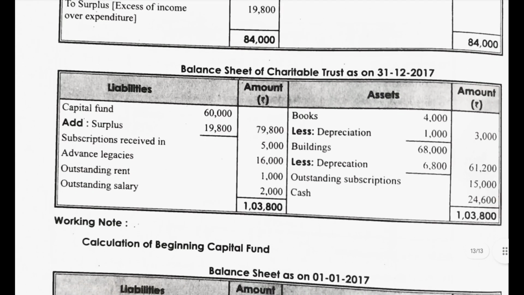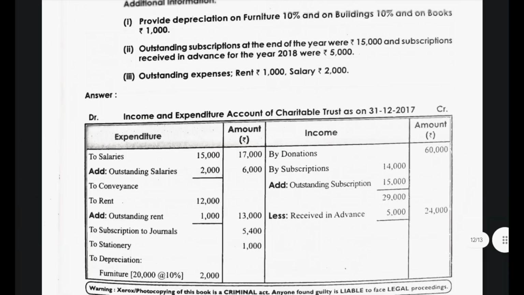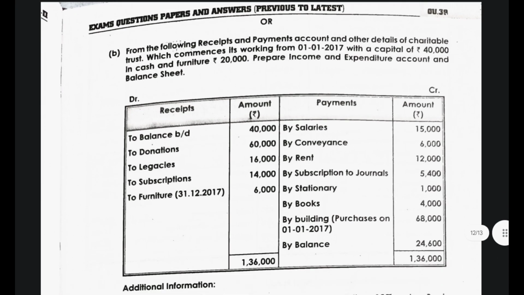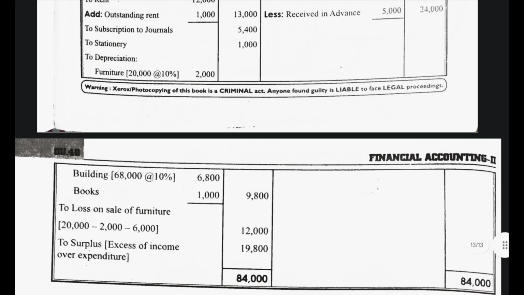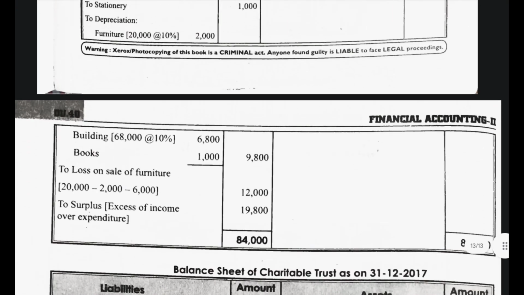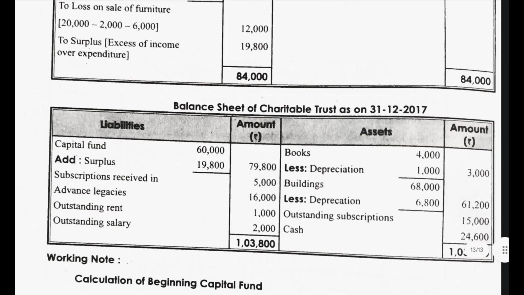Now come to the balance sheet. Capital fund. Capital fund is starting, it has given, no, capital? 40,000 capital it has given in the question, no? So capital fund 40,000, and 20,000 furniture with the capital. So total 60,000. In that we have to add a surplus. Then subscription received in advance, we have to take it on the liability side. And legacies, outstanding rent, salary is given in the adjustment, no? That we have to take it on the liability side. So liability side will be 1,03,800.